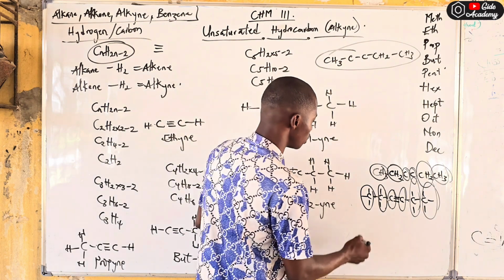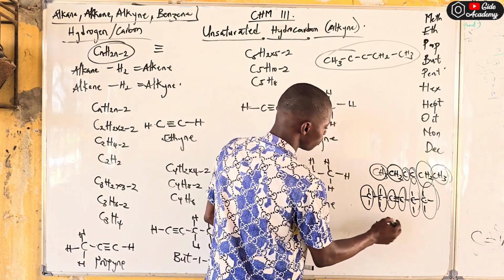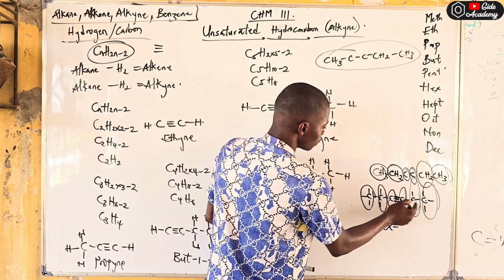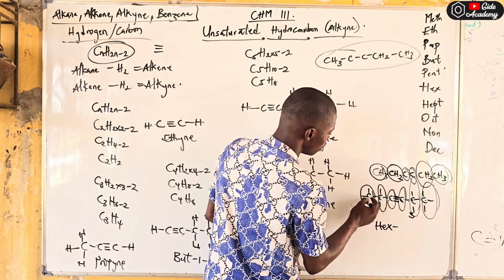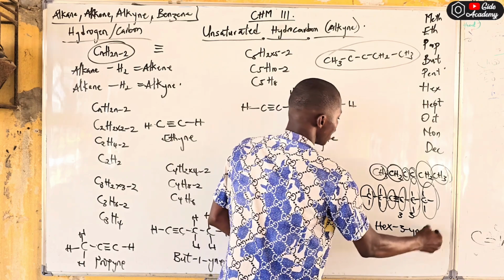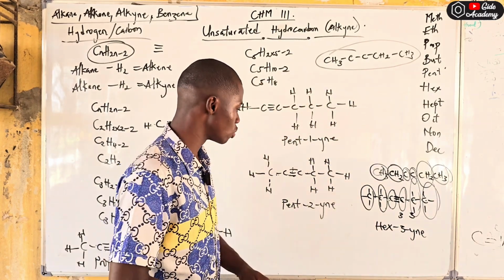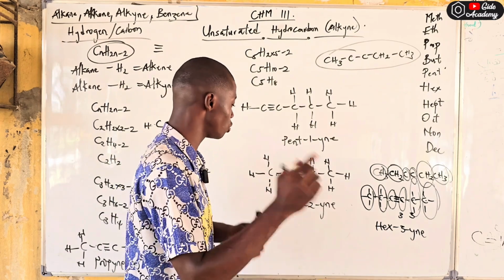And the name of this structure is 1, 2, 3, 4, 5, 6, hex. What is the position of the triple bond? 1, 2, 3, it is position 3 here. So we can work with hex-3-yne. Assuming one side is showing 3 and one side is showing 2, I'm going to pick the 2. So please, I want to give you a question as usual.